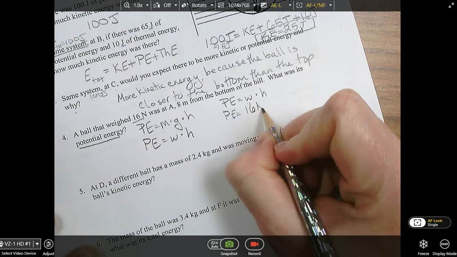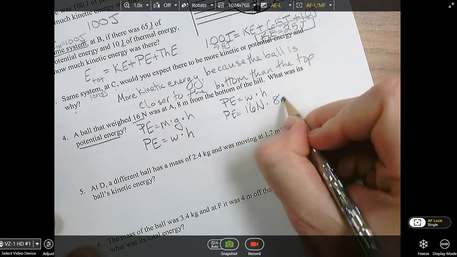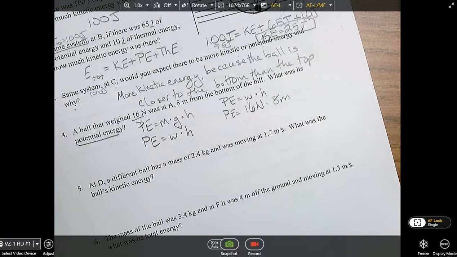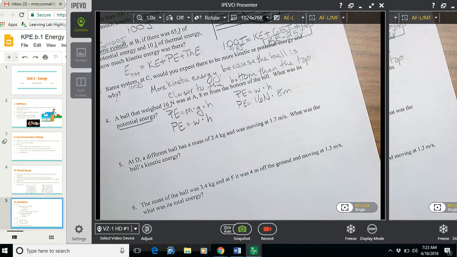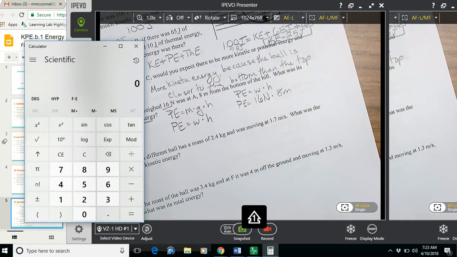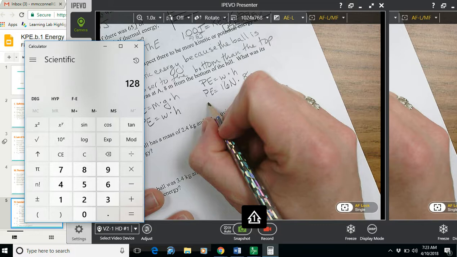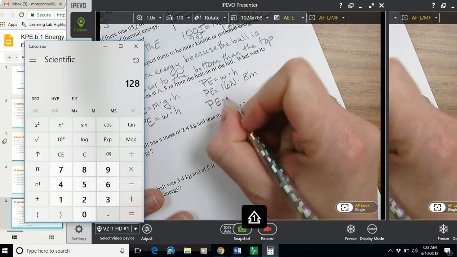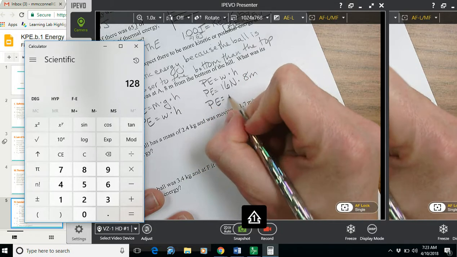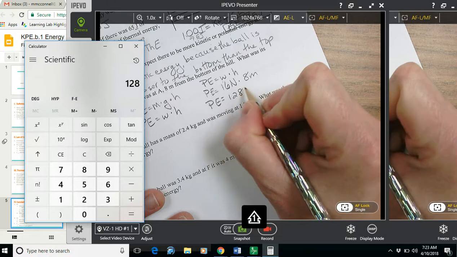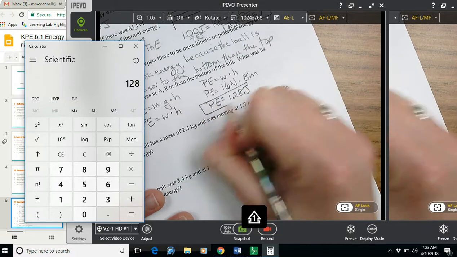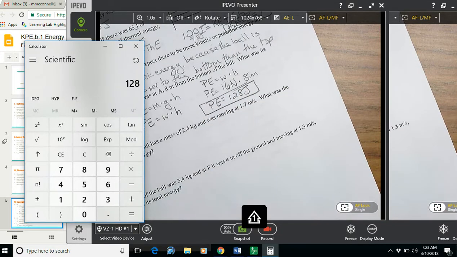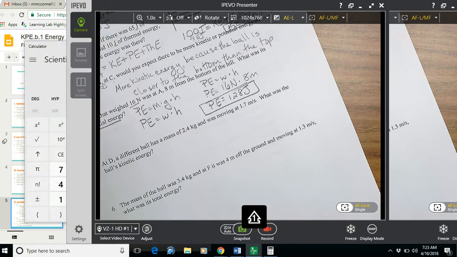So 16 newtons times 8 meters. Now I could do this in my head, but my brain's a little slow this morning, so we're gonna hop in and use the calculator. We got 16 times 8 equals 128. Now this is energy, so remember which unit you need to use for energy. Well, you need to use joules. And put a box around that answer or circle it.